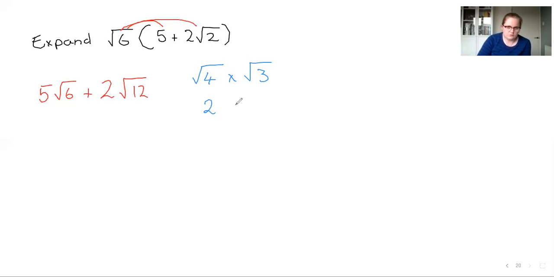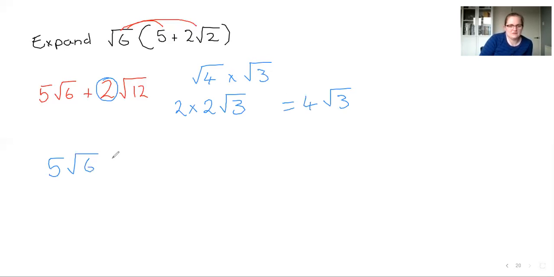So we've got 2 multiplied by root 3, so we've got 2 root 3. But we have 2 lots of root 12 over here, so we're going to need to do 2 multiplied by 2 root 3, which will give us 4 root 3. So now our final answer will be 5 root 6 add 4 root 3. We can't do anything else because our base numbers here are different, so we can't add any of them together, and this would be our final answer.